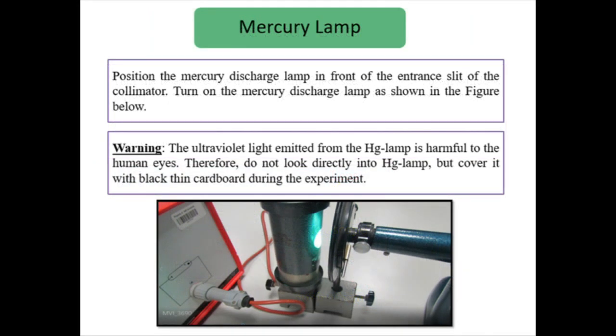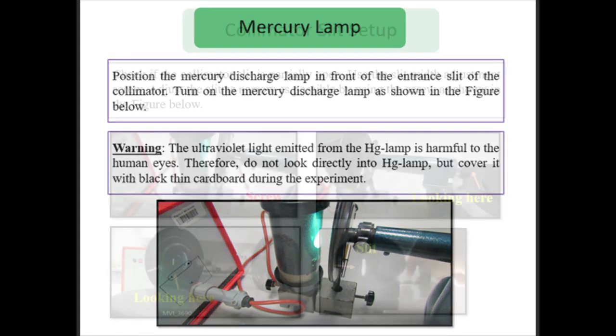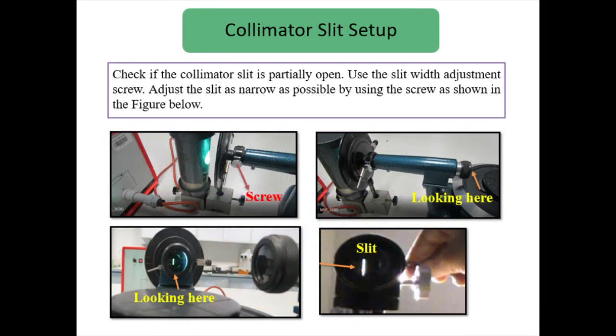Position the mercury discharge lamp in front of the entrance slit of the collimator. Turn on the mercury discharge lamp. Be careful. The ultraviolet light emitted from the mercury lamp is harmful to the human eyes. Check if the collimator slit is partially open. Use the slit width adjustment screw. Adjust the slit as narrow as possible by using the screw.